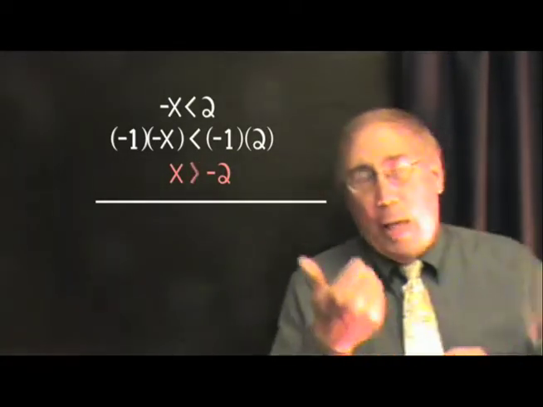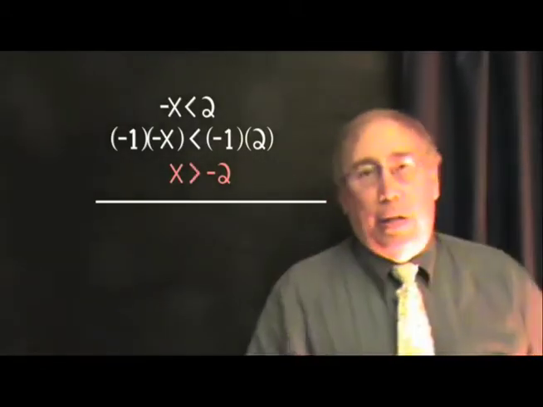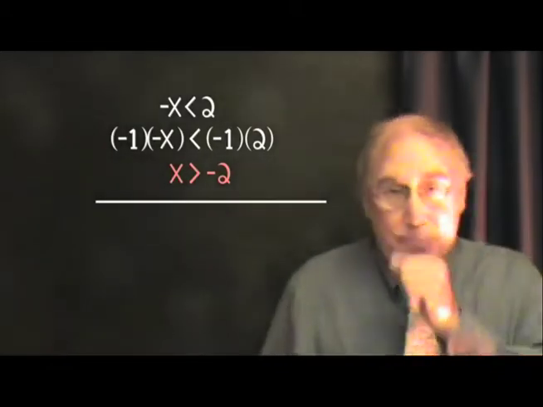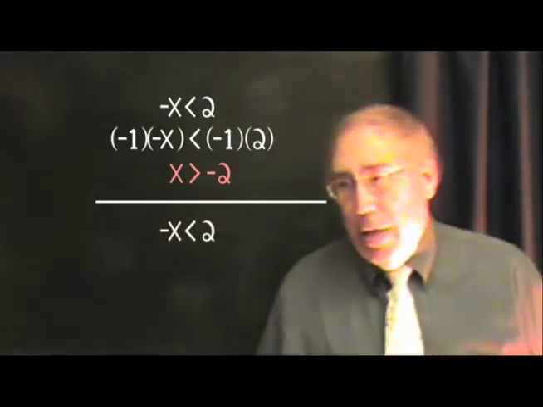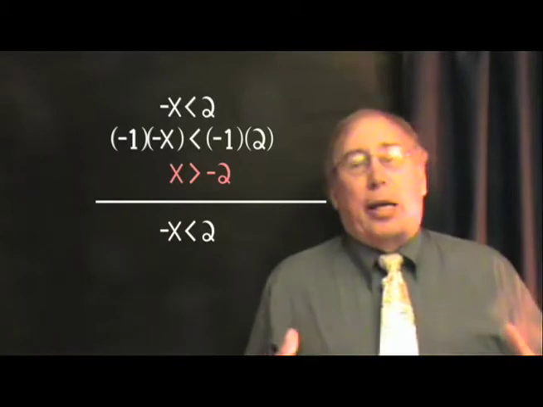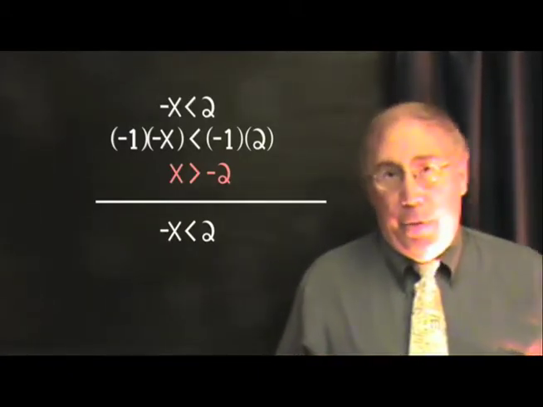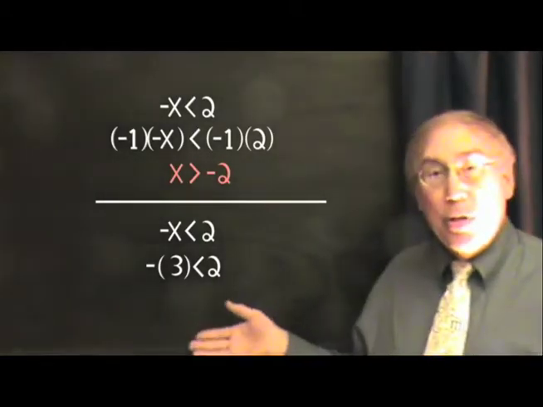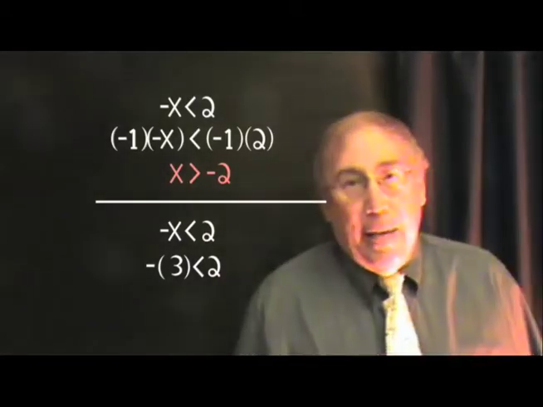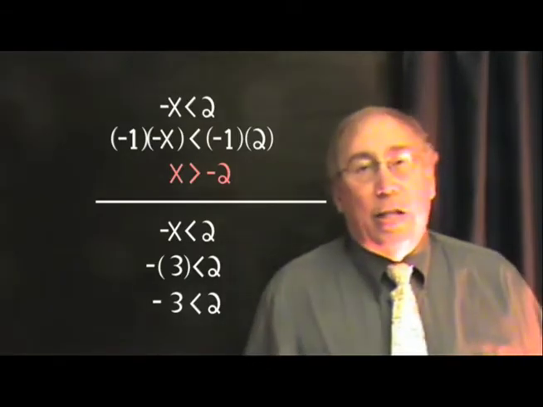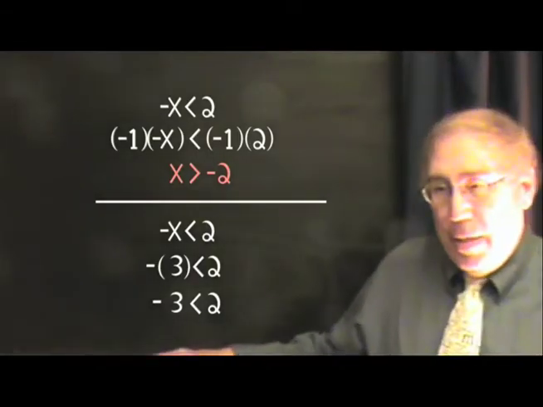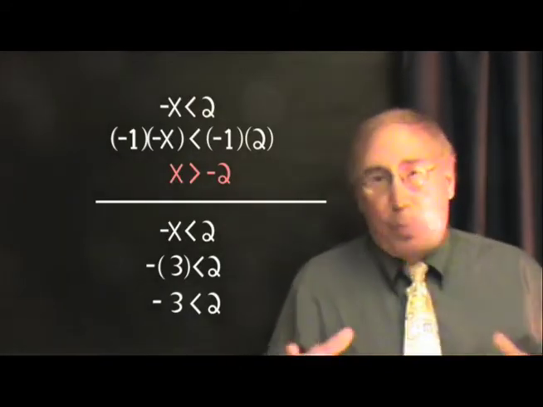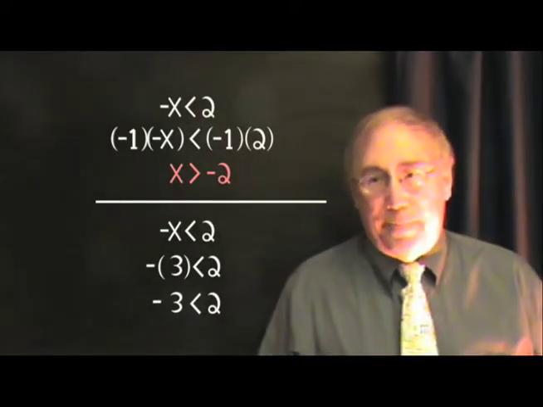The secret is that we have to turn the inequality sign around when we multiply or divide through by a negative. So we get x is greater than negative 2. So let's pick something that's greater than negative 2. Let's say 3. Substitute that back into the original inequality, and we'll get negative 3 is less than 2. That's a true statement. So be sure to turn the inequality sign around when multiplying or dividing with a negative.